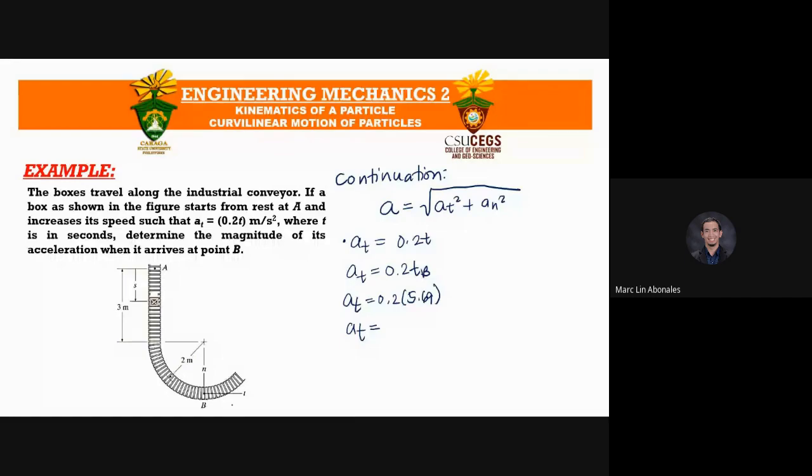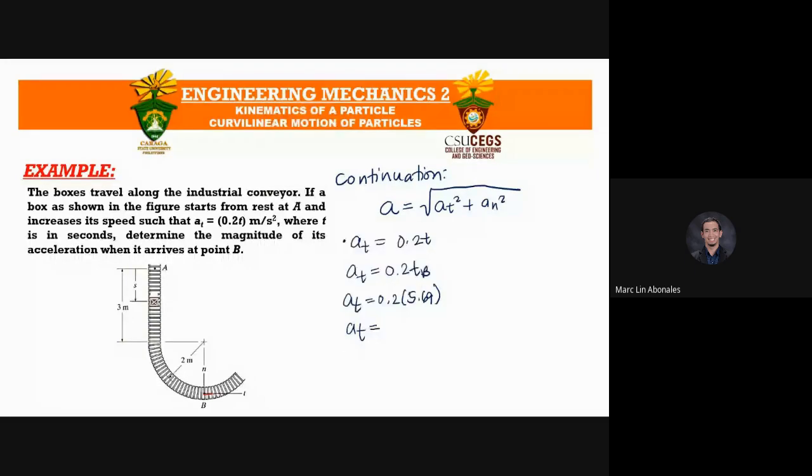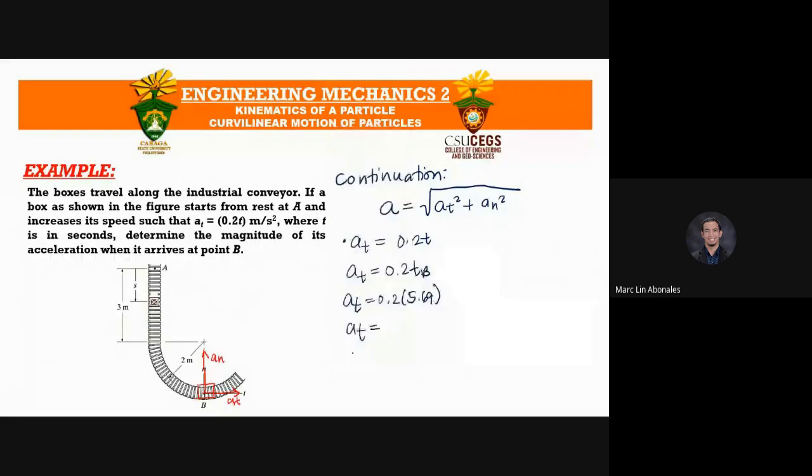So if we draw the box here, that is our a_t. And we also determine a_n afterwards. What is the tangential acceleration once we substitute the time of 5.69? 0.2 times 5.69 is 1.14 meters per second squared, because we're using meters as the unit.